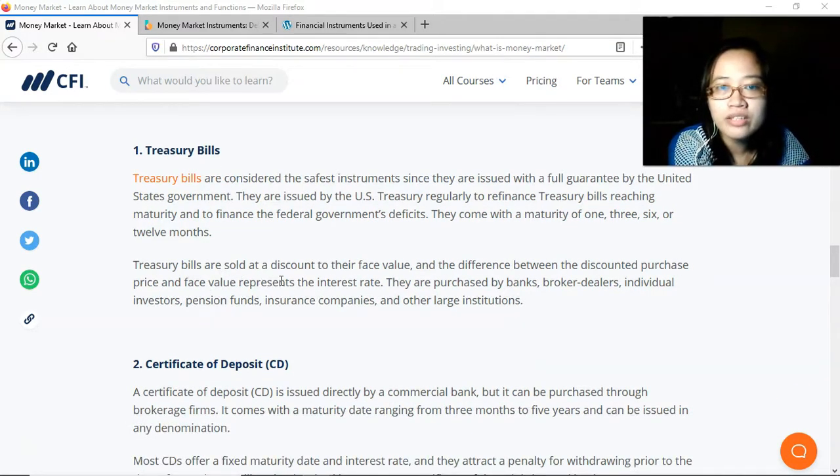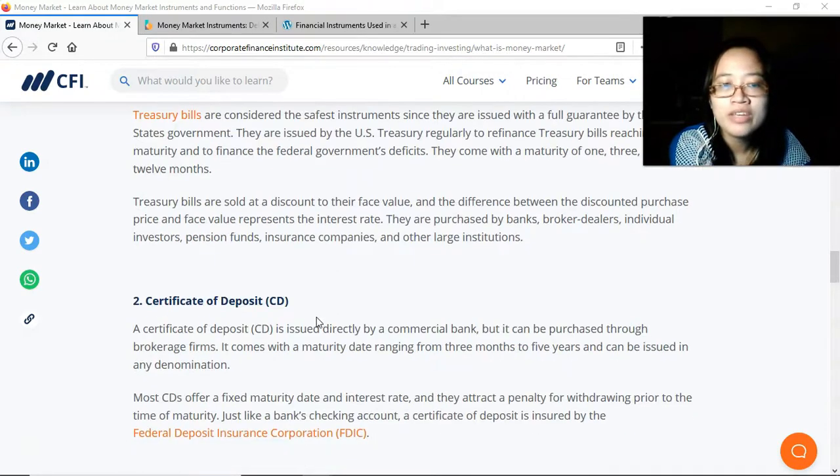Treasury bills are sold at a discount to their face value, and the difference between the discounted purchase price and face value represent the interest rate. They are purchased by banks, broker-dealers, individual investors, pension funds, insurance companies, and other large institutions. Pero normally, financial institutions talaga yung unang bumibili, kumbaga. Tapos, yung mga individuals would also like to invest. Normally, they go through the financial institutions.